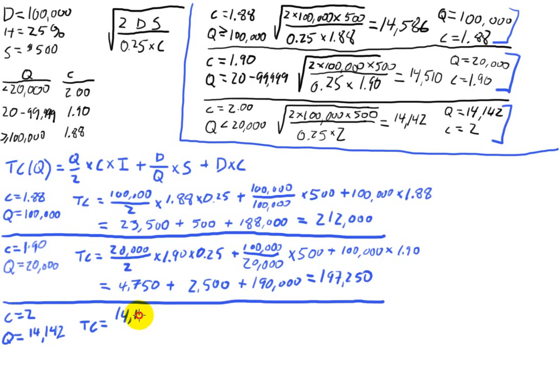14,142. So we take 14,142 as the quantity, divided by 2, multiplied by the price per unit, which is $2, multiplied by the holding cost percentage, which is 25%. Then we add on the cost of the orders. So we buy 100,000 units per year, divided by an order size of 14,142 times a cost per order of $500 plus cost of goods of 100,000 units times $2.